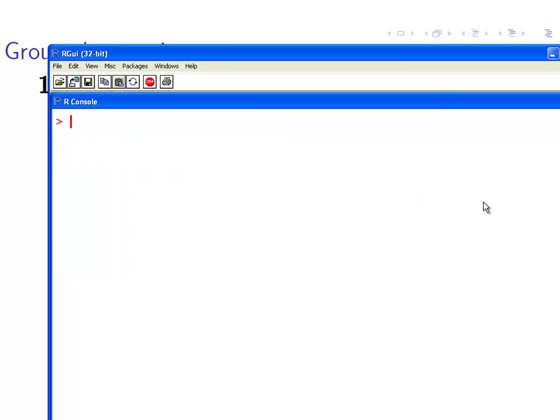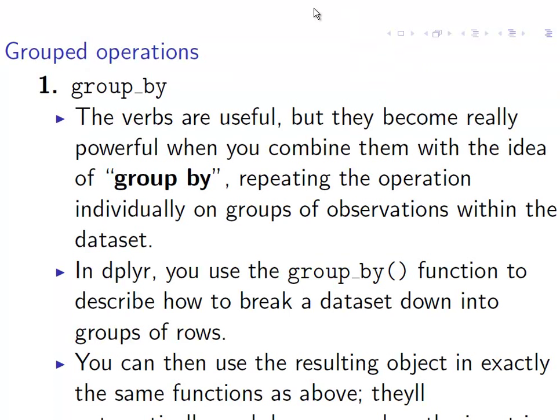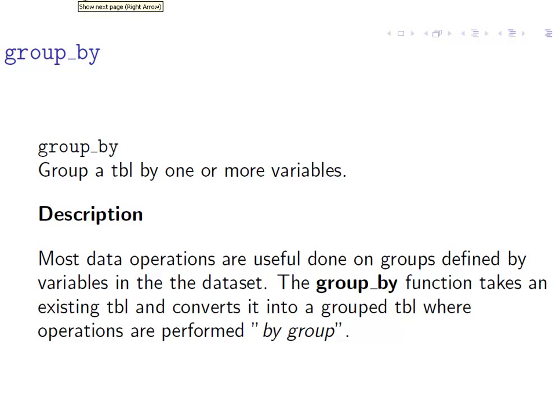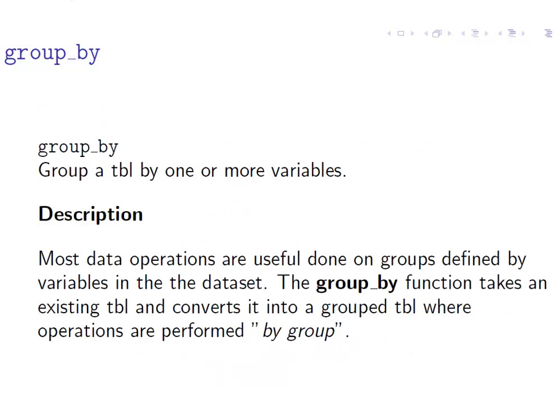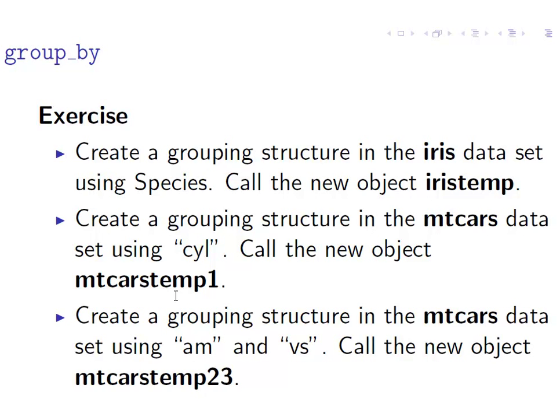Okay, so I'm going to go back to my notes here. That's group by. This is the description: group a table by one or more variables. That's what we've done there. That's just from the help file, so let's just move on from that. This is what we're doing here. Actually, sorry, the MT temp 1 and MT temp 2. Little typo there. Never mind that.